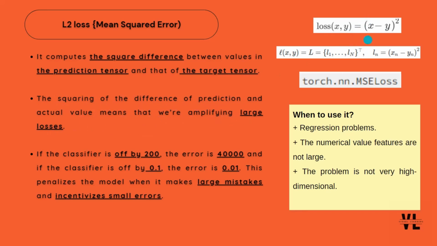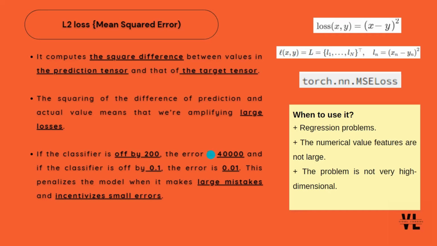So why do we put the square instead of the absolute value? We mentioned that the absolute value prevents the losses from canceling each other out. So let's say our prediction is off from our target by 200, then when we square this loss, the error is going to be 40,000. As you can see, this loss is going to be very amplified.